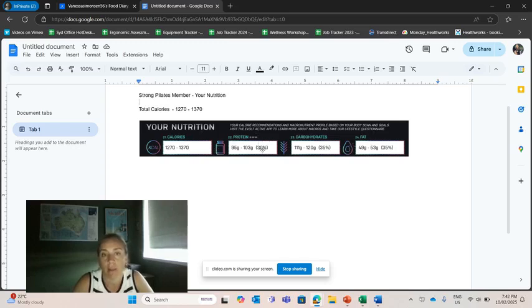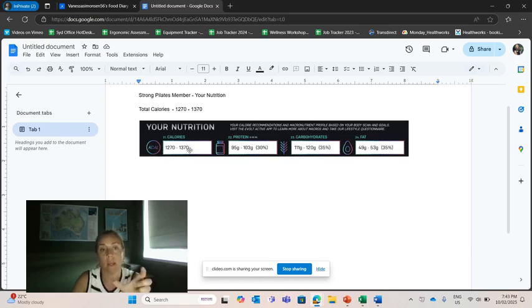So you can play around with the macros, like your protein, your carbohydrate, and your fat. So if your scan showed that you had really high fat levels, you might want to reduce the amount of fat in your diet. If you're really trying to build muscle, you might want to have 35% protein and then maybe 30% fat. So you can play around with this, but this is a member whose total calories per day is 1,270.